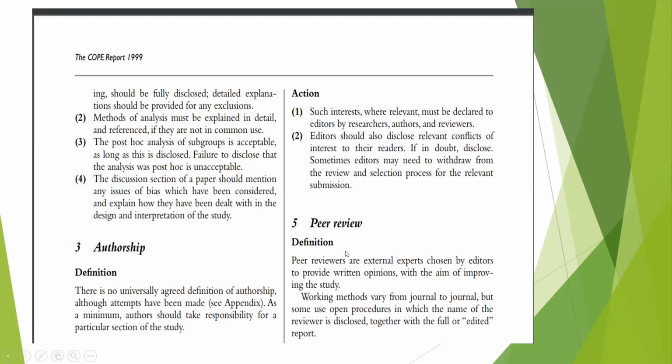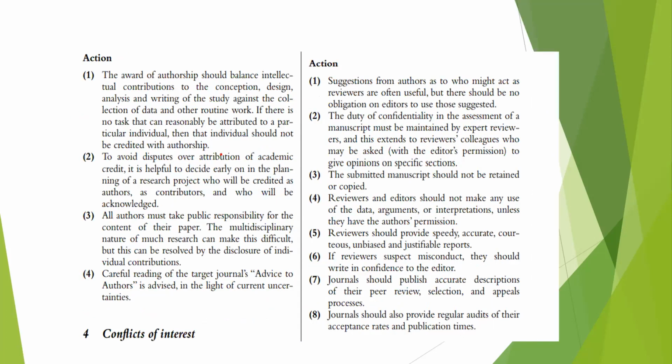Then peer review, the definition: you all know that peer reviewers are experts in that particular field. Your paper goes to them, they critically evaluate it, and as per the evaluation, they give some suggestions to the editors and to the researcher. Then reviewers and editors should not make any use of the data, arguments, or interpretations unless they have the author's permission. They cannot do anything else. They can just verify the data, go through it, and give suggestions.